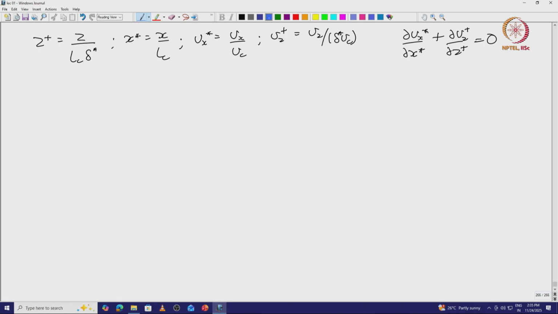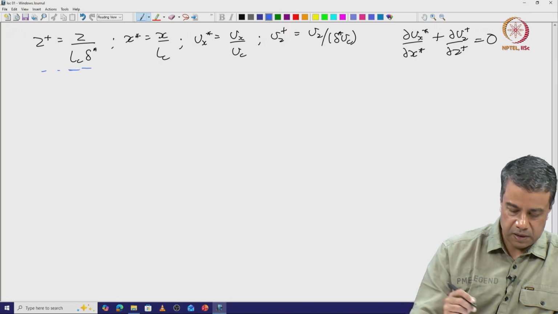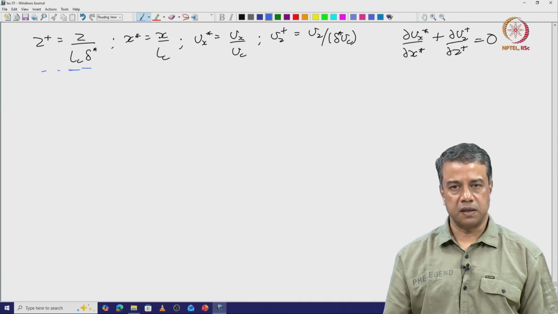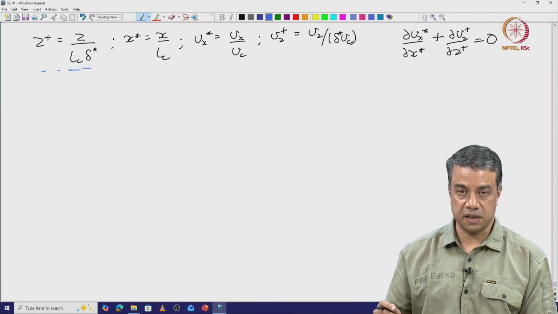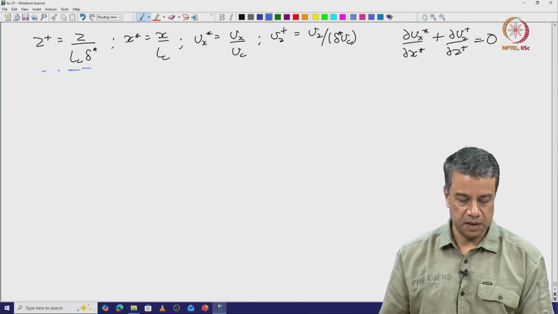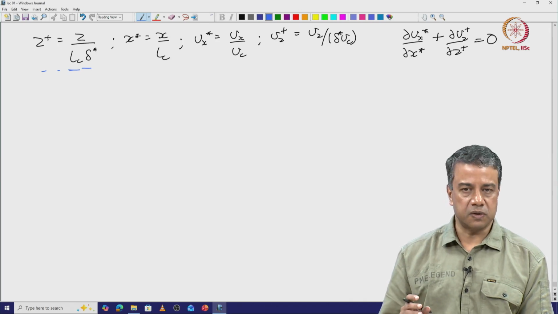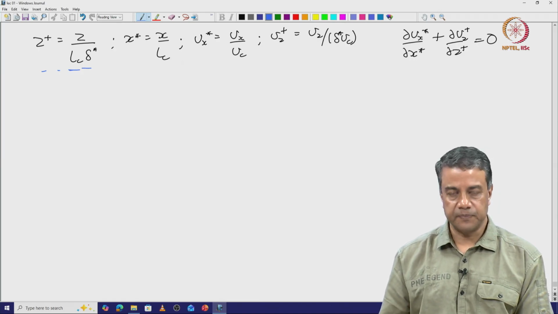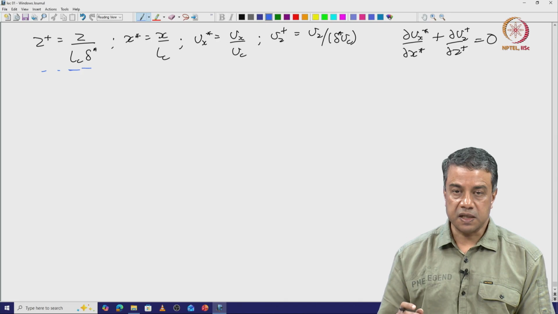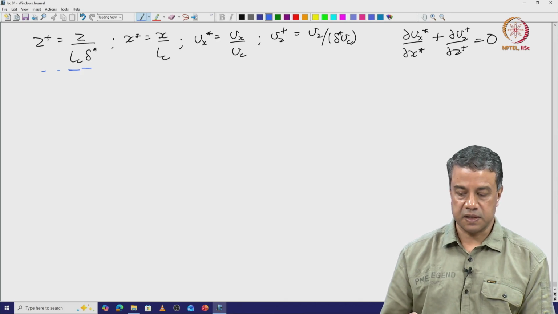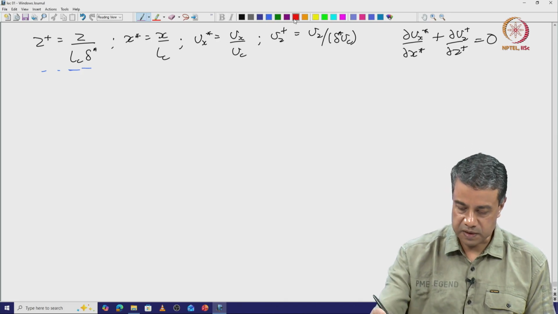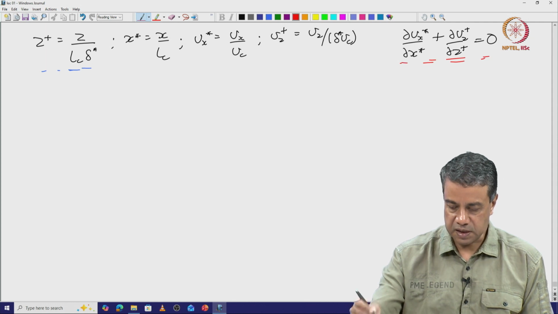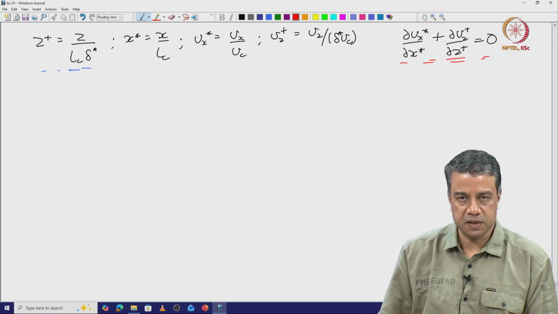So, we did that by scaling z by another coordinate, by Lc times delta. Delta star is a dimensionless boundary layer thickness. The streamwise coordinate, in this case x, was scaled by Lc, and velocity by Vc. The velocity in the z direction, perpendicular to the surface, has to be determined from the mass conservation condition.